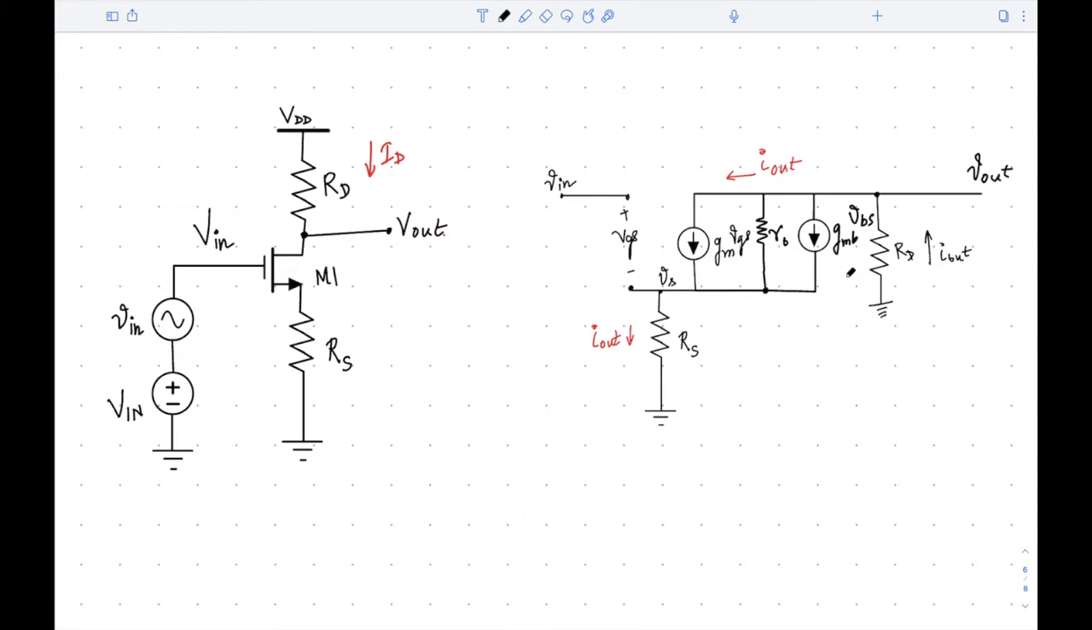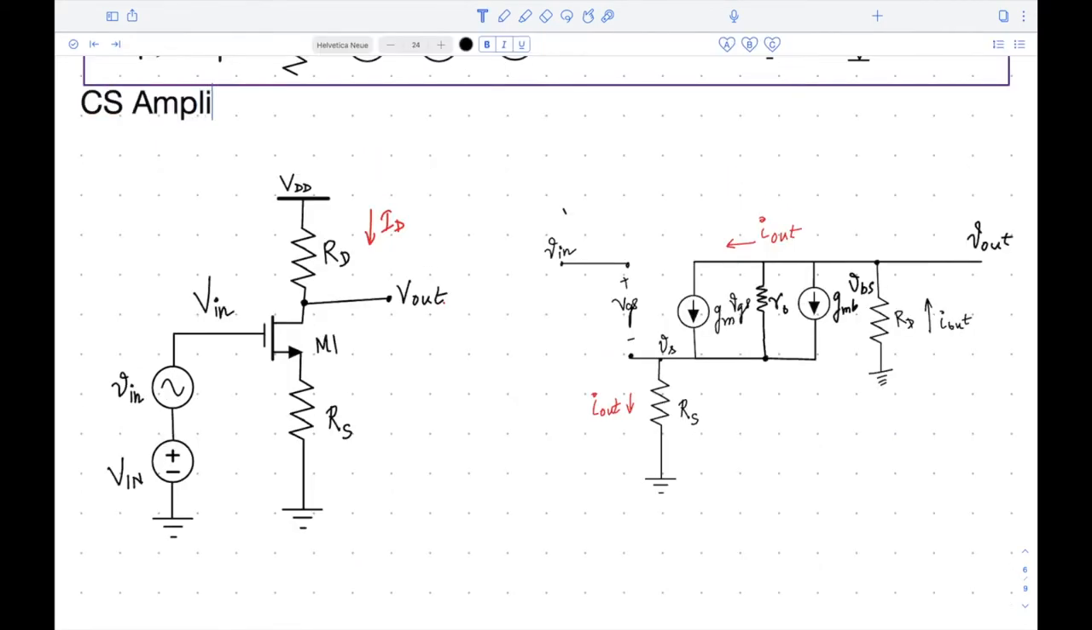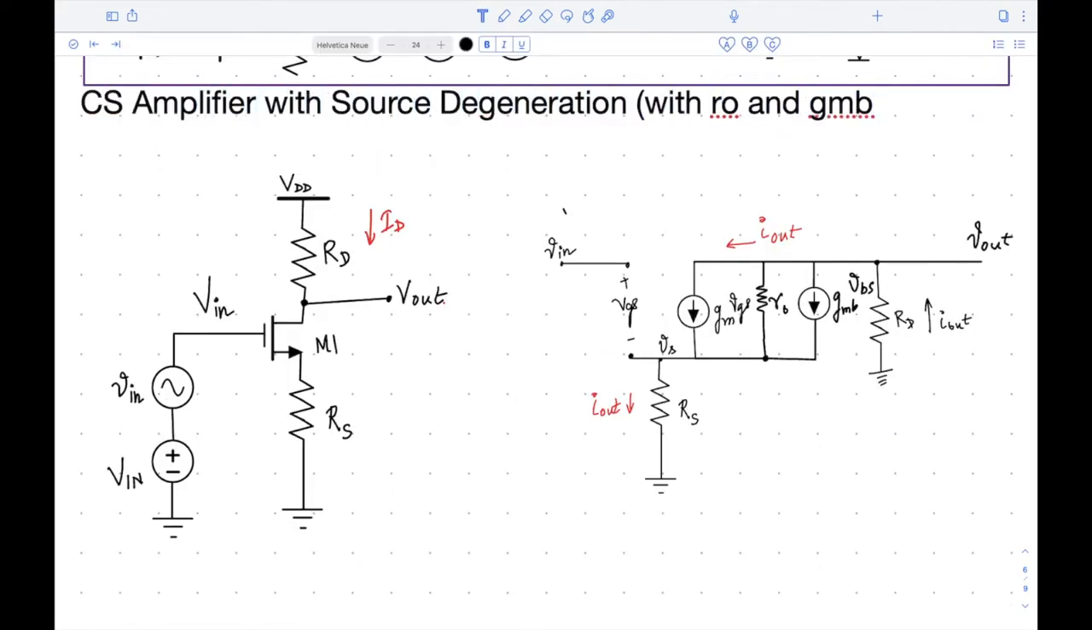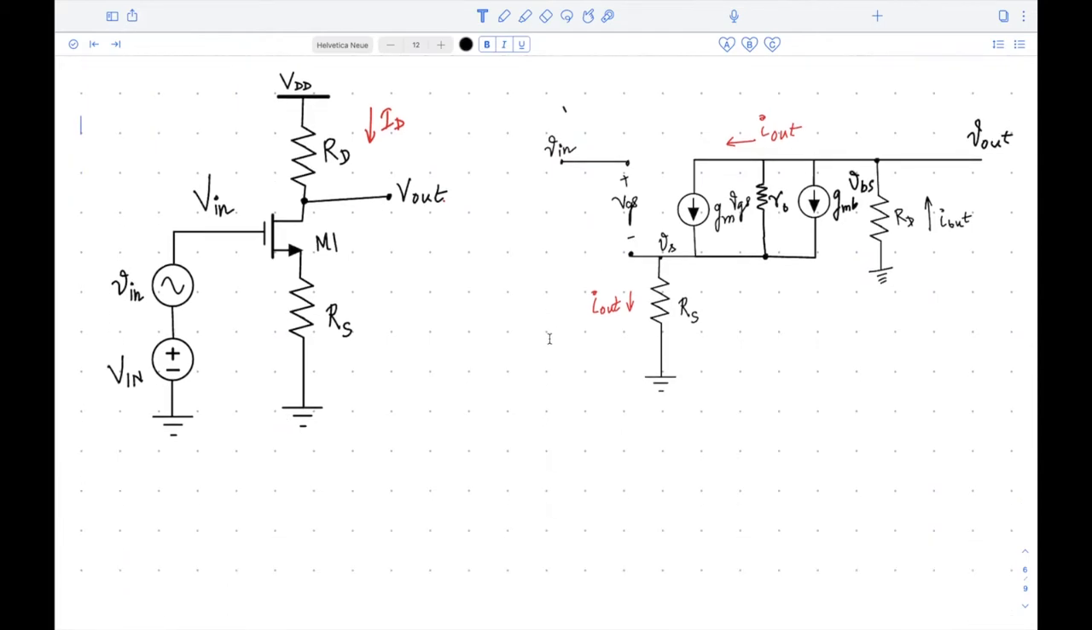So we have included the body effect, which is gmb Vbs, and the RO. This is the complete model of the MOSFET with the channel length modulation as well as the body effect. This is the common source amplifier with source degeneration with RO and the body effect, gmb. The steps for the derivation are quite similar, but I suggest that you try to do it yourself, because this is practice to solve more complex circuits in the later stages.